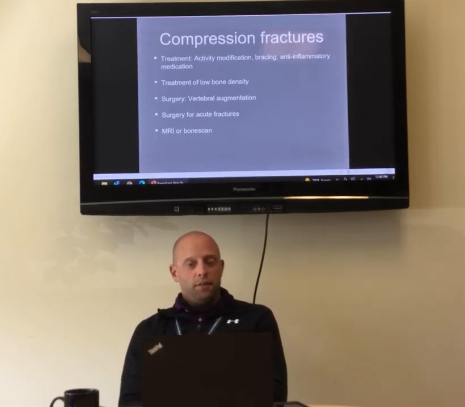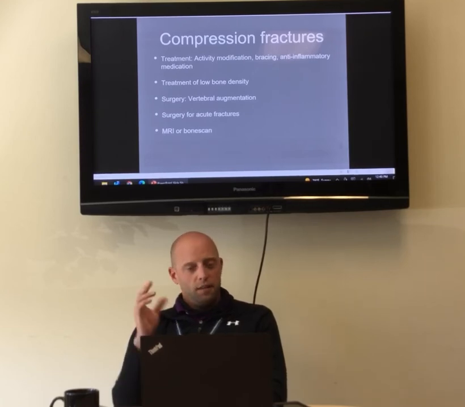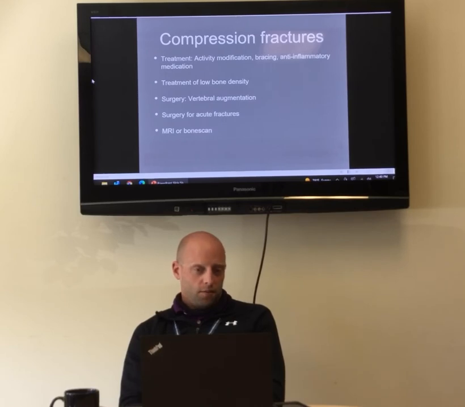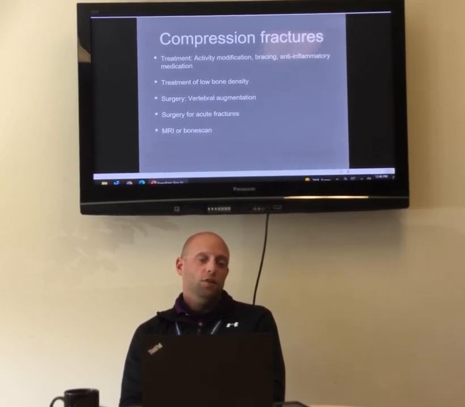Treatment: activity modification, bracing, anti-inflammatories. With time, like any other fracture, these fractures will heal and they'll stop hurting, but that deformity will always be there. The most important thing, especially if it's due to low bone density, is to talk with the patient and tell them, you have to talk with your family doctor about getting assessment for low bone density and then getting on treatment, because you're going to be at risk for more of these in the future. Low bone density doesn't just affect one part of the skeleton, it affects everything, so you're at risk for hip fractures, wrist fractures, that kind of thing.